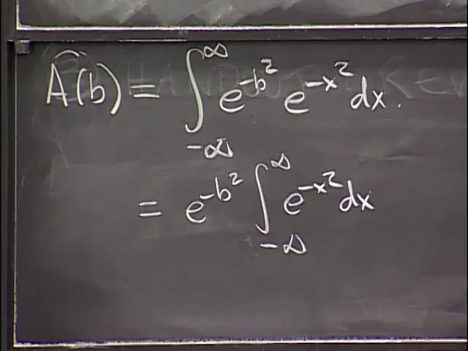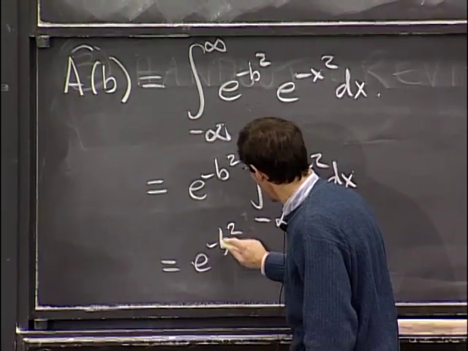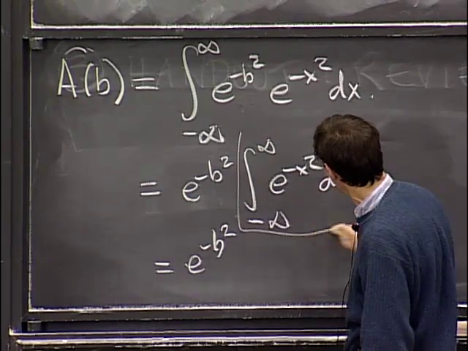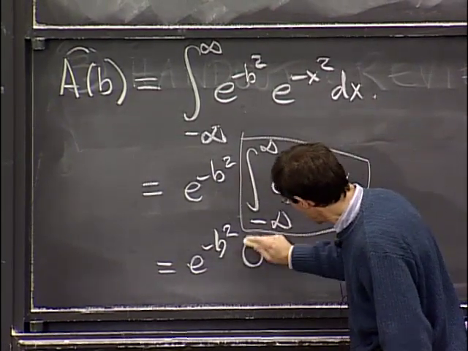And now, here comes the remarkable thing. This is e to the minus b squared times a number which is now familiar to us. What is this number? This is what we're looking for. This is our unknown, q.